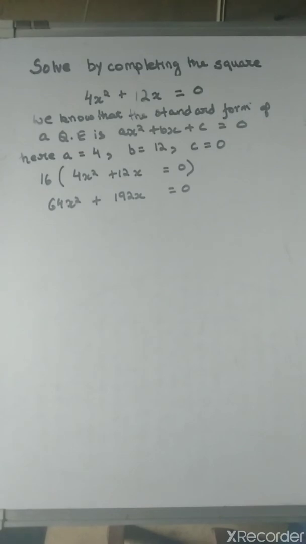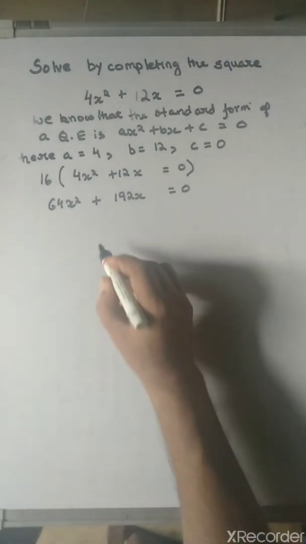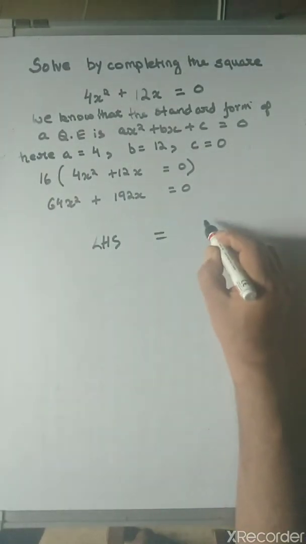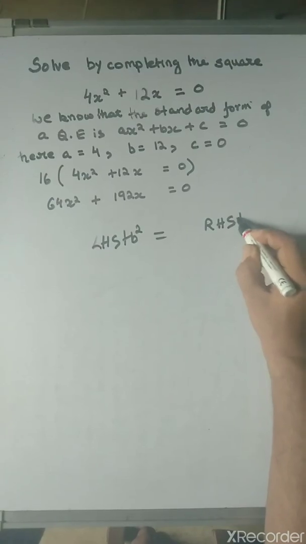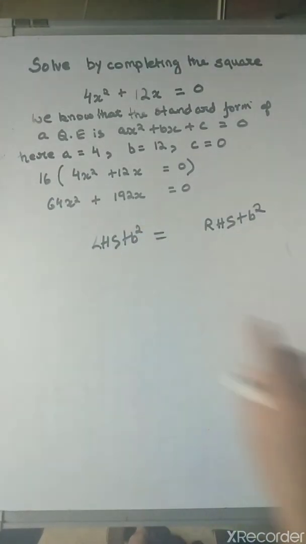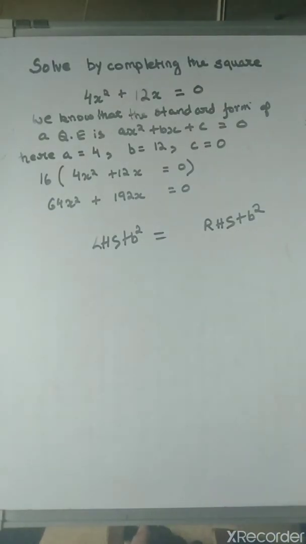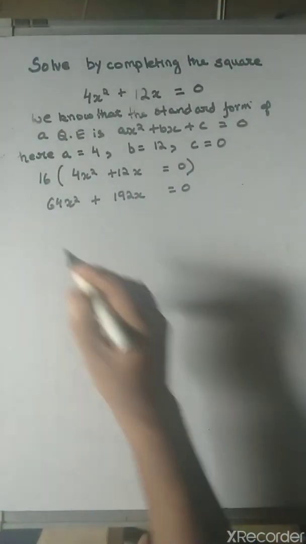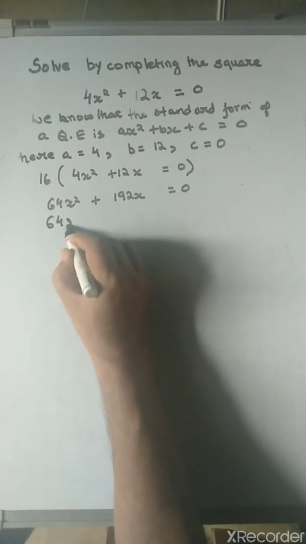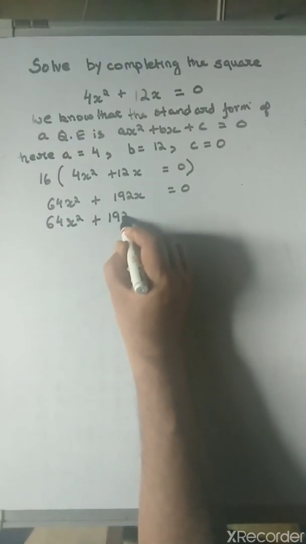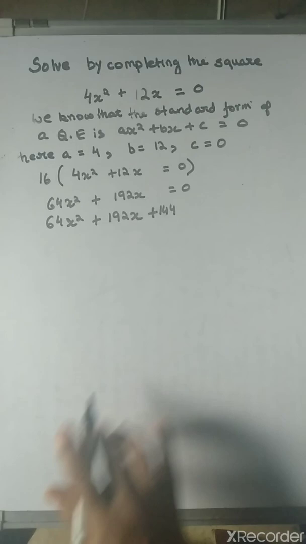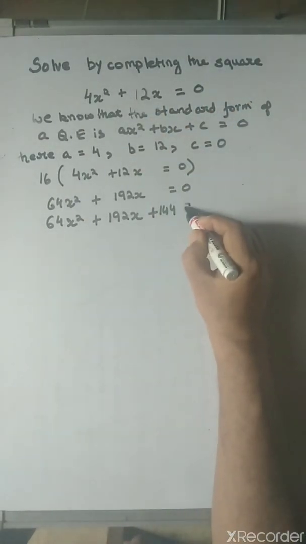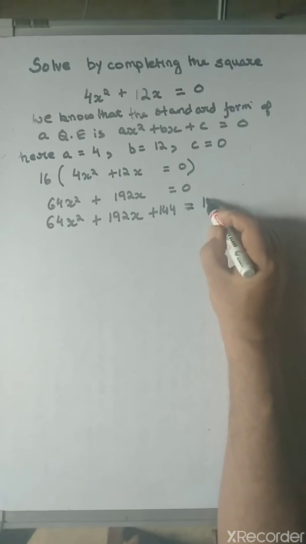Now the second step is to add the square of the coefficient of x to the left hand side, which means that on the left hand side of the equation and the right hand side of the equation, you need to add the square of the coefficient of x. The coefficient of x is b. You need to add the square. So how do we do that? We have here 64x squared plus 192x. We add plus 144, which is the square of the coefficient of x. 12 squared is 144, is equal to 0 plus 144 will be 144.